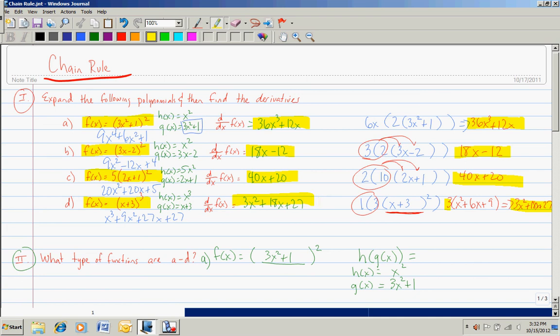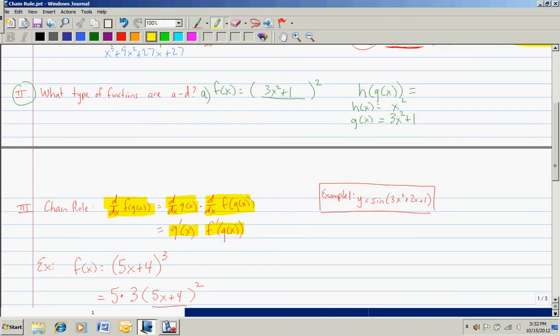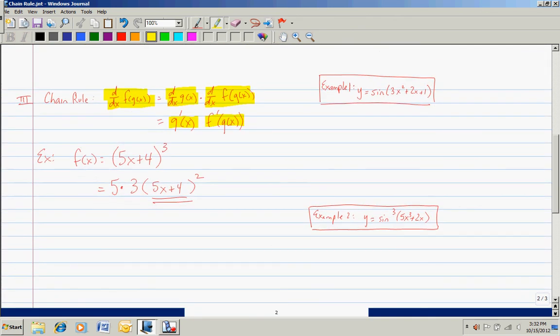So you can either expand polynomials and then take the derivative, or you can use this chain rule to simplify the matter. And here are actually two examples where you need to use the chain rule because you can't change it any other way. You can't transform it into something you know how to take the derivative of. So let's look at example number 1.